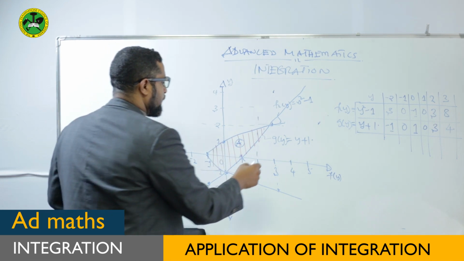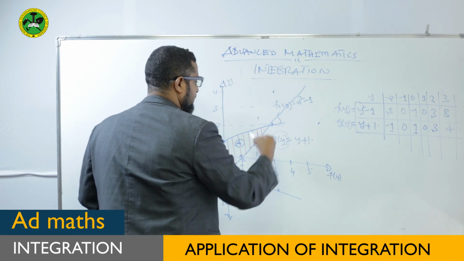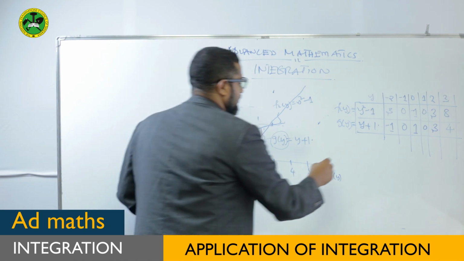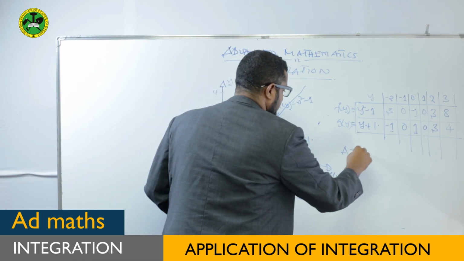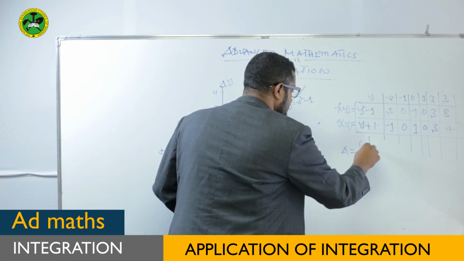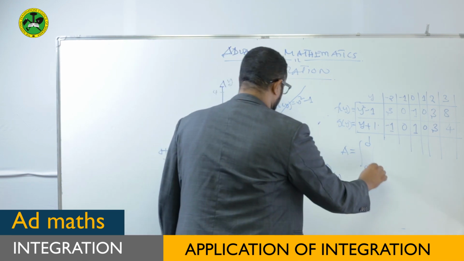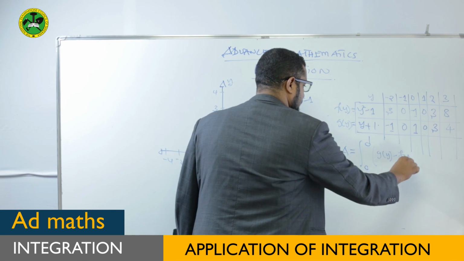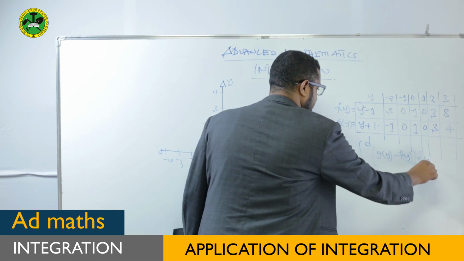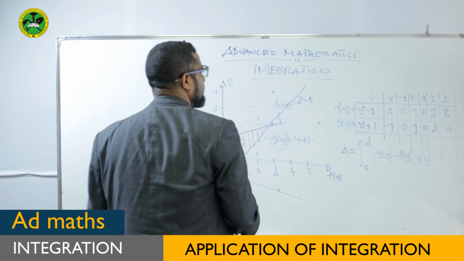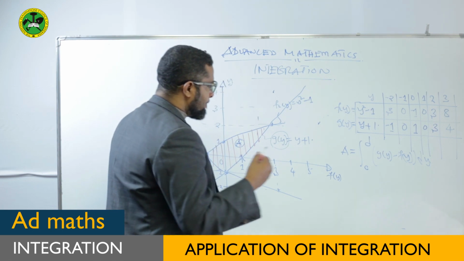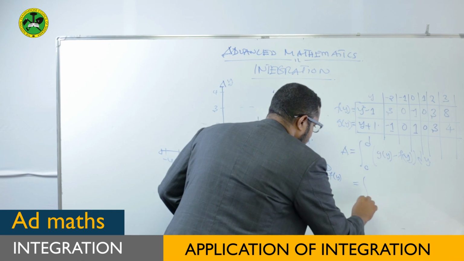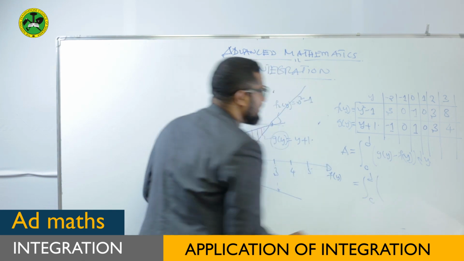Now g of y is in front of f of y. So again, the formula will be equal to area from C to D of g of y minus f of y, then dy. So that is the formula that we are going to use. But our difference between the two functions is this one, from C to D. Now let's find the difference.